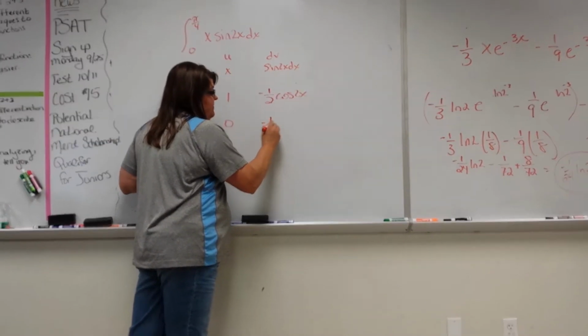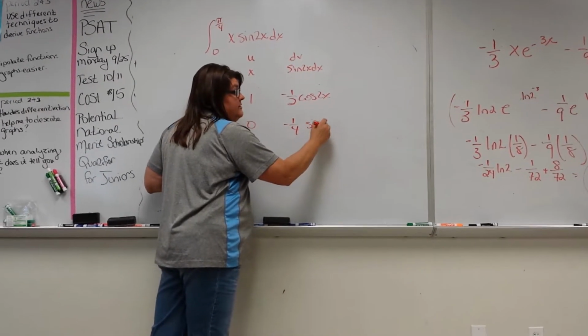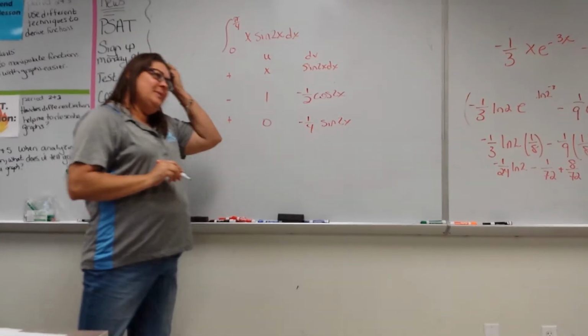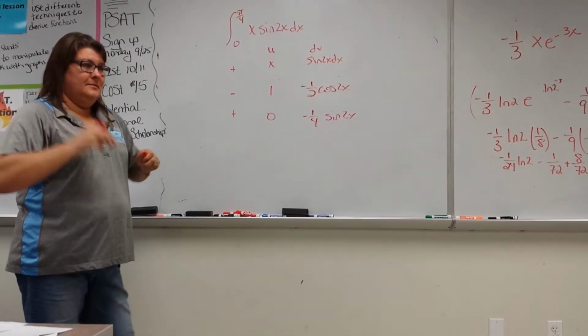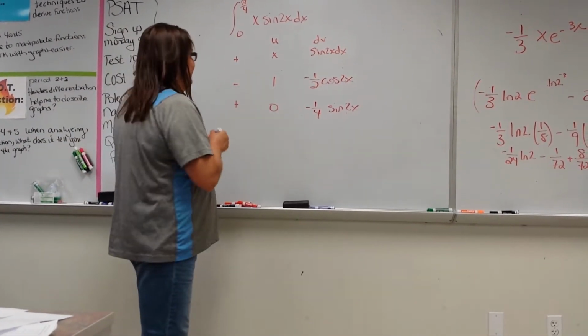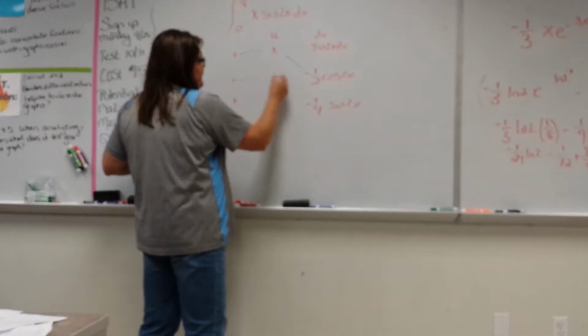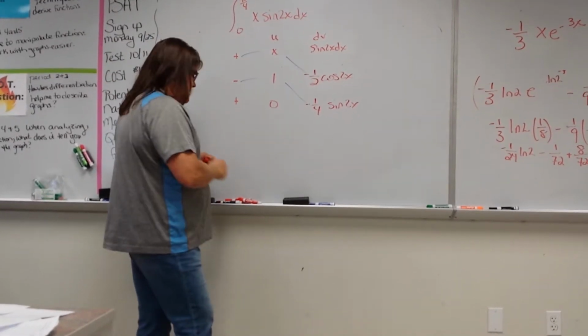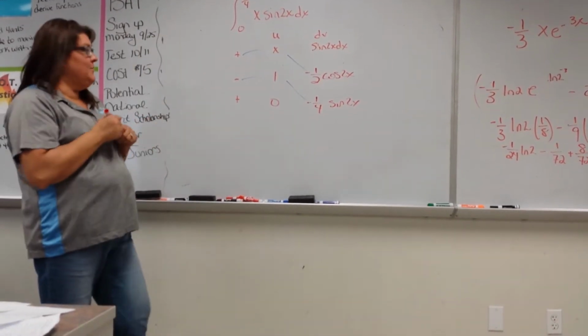And so what's this guy going to be? Negative 1/4 sine of 2x. Are we feeling okay? I think this one's easier than the last. I think so too. Across and down, tic-tac-toe, three in a row.